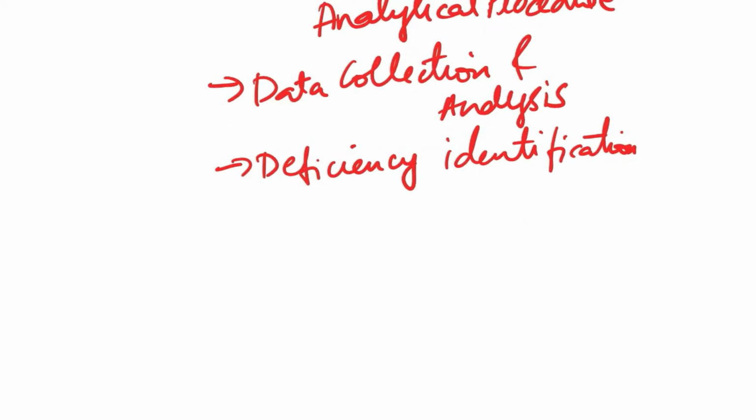If control deficiencies or weaknesses are identified, document these findings. Classify deficiencies by severity, for example, critical, major, minor, and assess their potential impact on the organization. Next is recommendations and reporting.